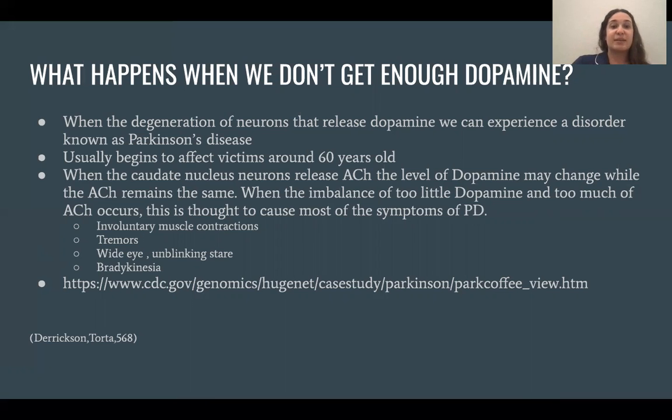So when the imbalance occurs, that there's too little dopamine and too much ACH, this is thought to have caused the symptoms of Parkinson's disease, which includes involuntary muscle contractions, tremors, a wide eye expression, unblinking stare, and bradykinesia, which is slow movements.